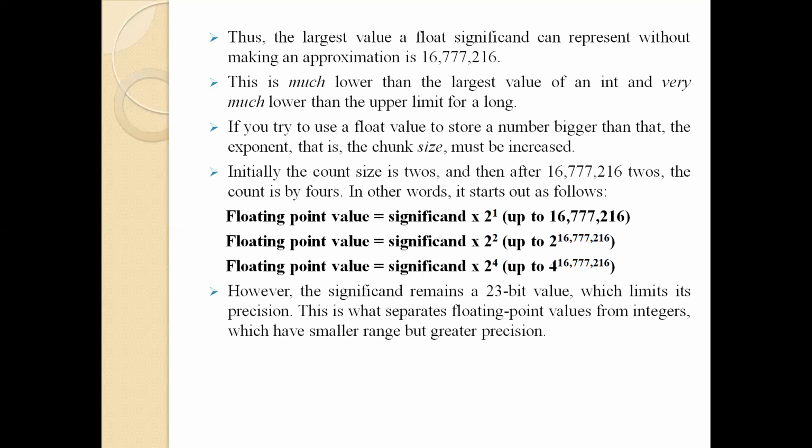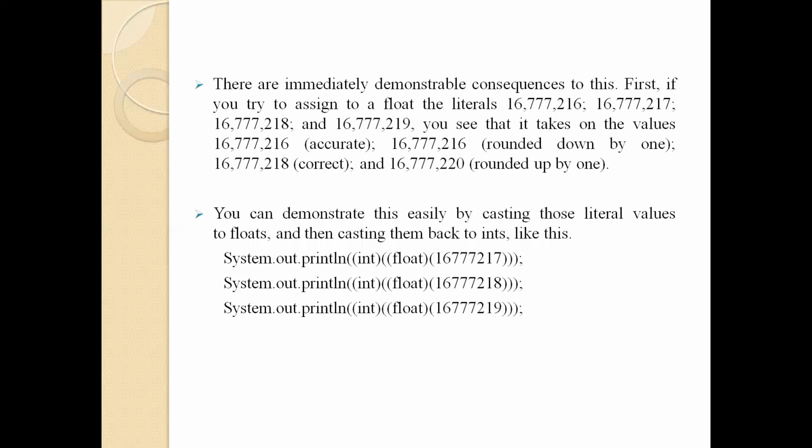This is why we separate the floating point value from the integer, which has a smaller range but greater precision. There are immediate demonstrable consequences to it. First, if you try to assign a literal to that, you can demonstrate this early by casting those literal values to float and then casting them back to int.